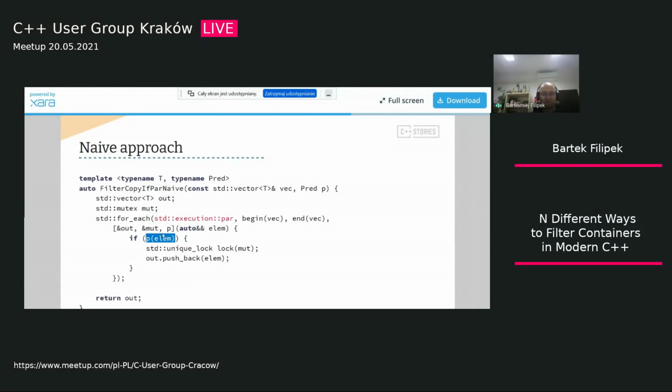But the first question to you is, how much slower is that code compared to a sequential version? Can you guess? Let's say that the sequential version runs in, let's say, 10 milliseconds. So how slow will this one go? Can you predict? Any guesses?